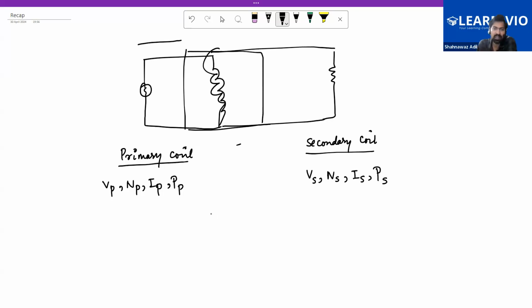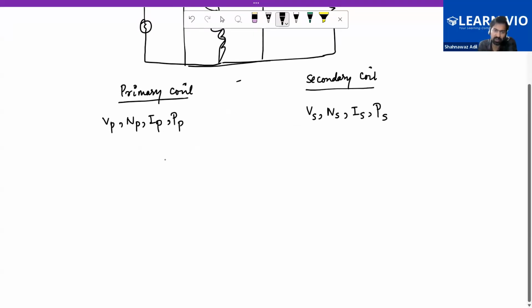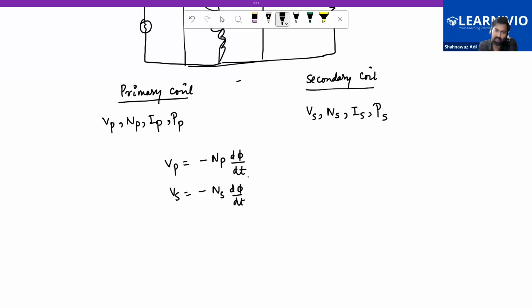So there is a condition, right? You know what the EMF is. EMF would be minus Np dφ by dt. And the secondary voltage would be simply minus Ns dφ by dt. So if we divide these two, Vp by Vs is Np by Ns. This is the known result that we have.